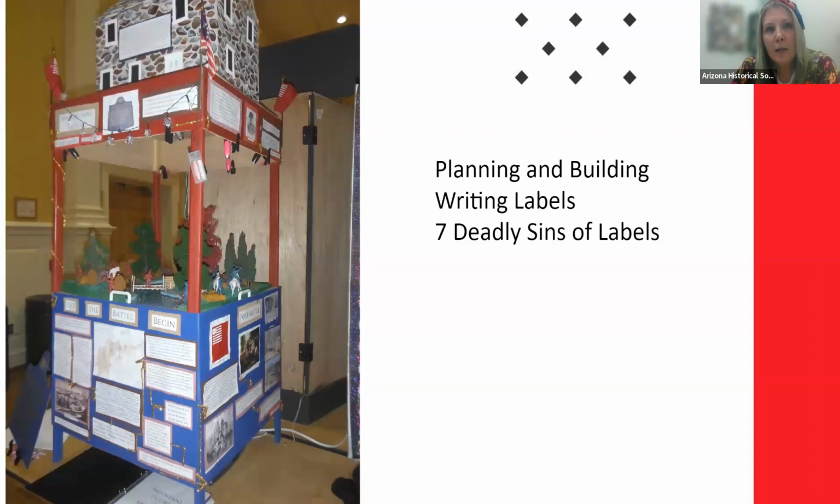Now, when you write your labels, they should tell a story. Your exhibit text needs to be grammatically correct, using good sentence structure. Make wise word choices, and definitely you need to clean up and edit any spelling errors. Now back to the 7 deadly sins of labels. 1, labels not related to the thesis topic. They're a distraction. If they have nothing to do with what you're trying to argue, they don't need to be there.